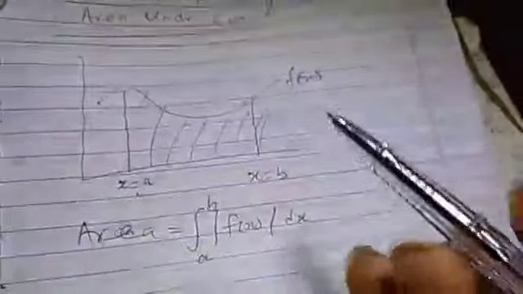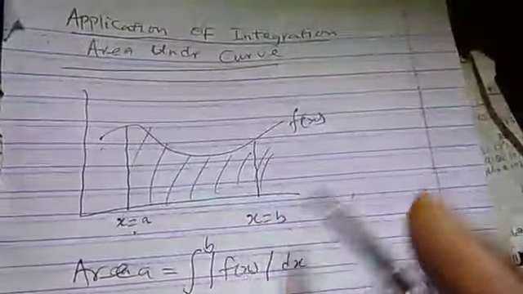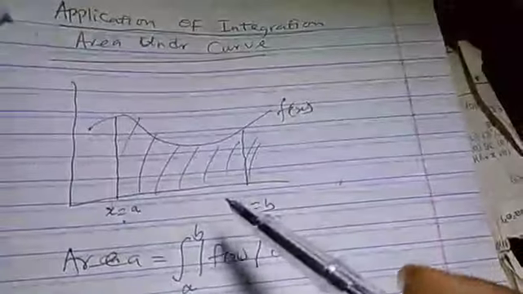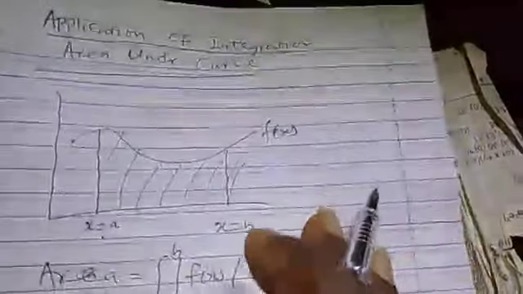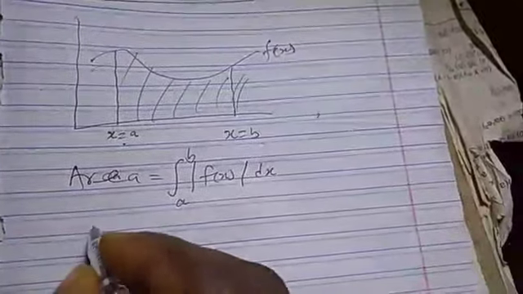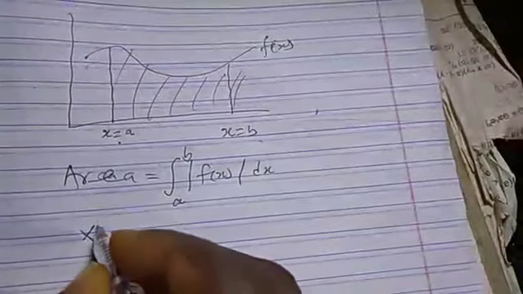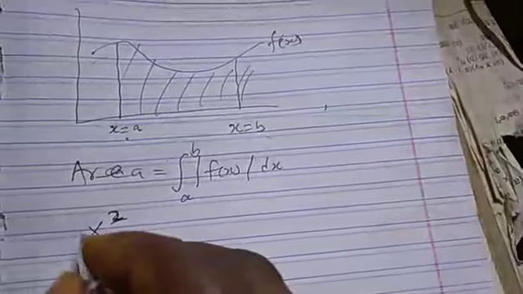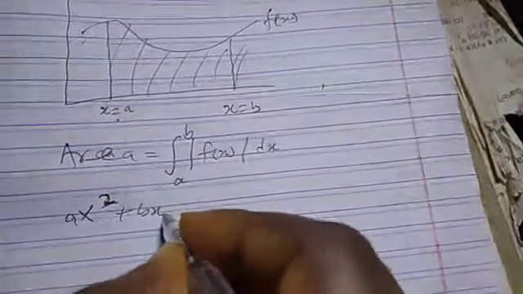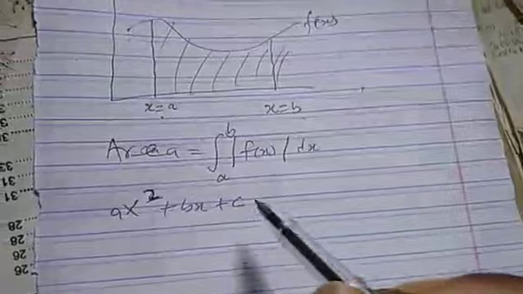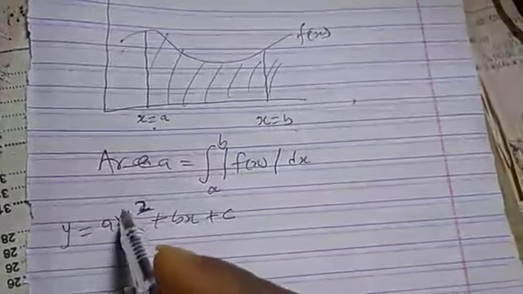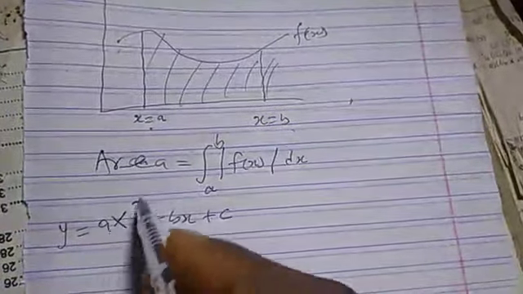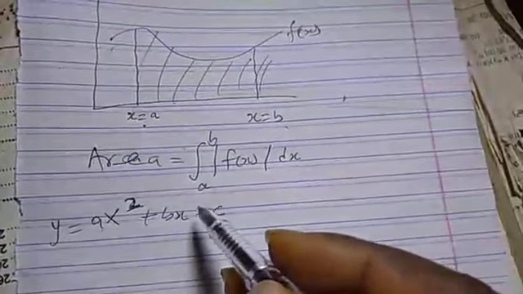That is integration of this function from the boundary of a to boundary of b. Now, when we are dealing with area under curve, we need to know how to draw the curve, because it is very necessary when it comes to this concept. But let me just give you a hint. If you are given a quadratic function ax squared plus bx plus c, we normally say that this quadratic function has a minimum.